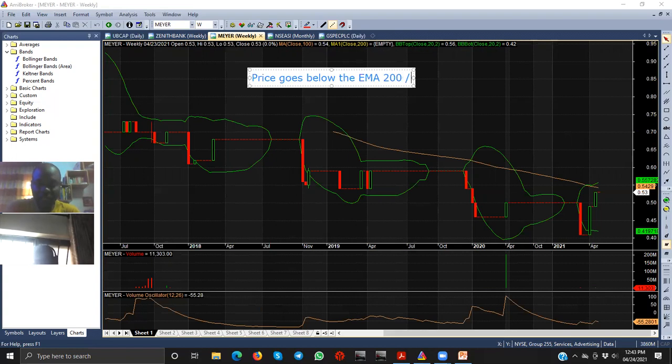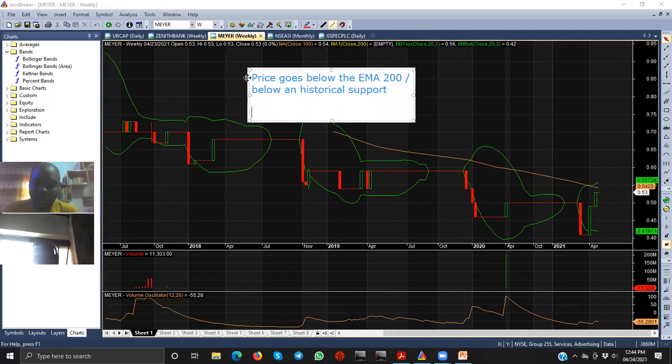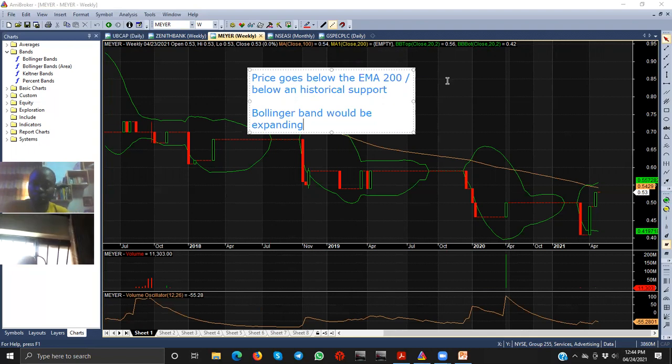And most importantly, below an historical support. We know that we are wrong. At that point, the Bollinger Band would have been expanding. Then we are wrong. So you just exit your position.